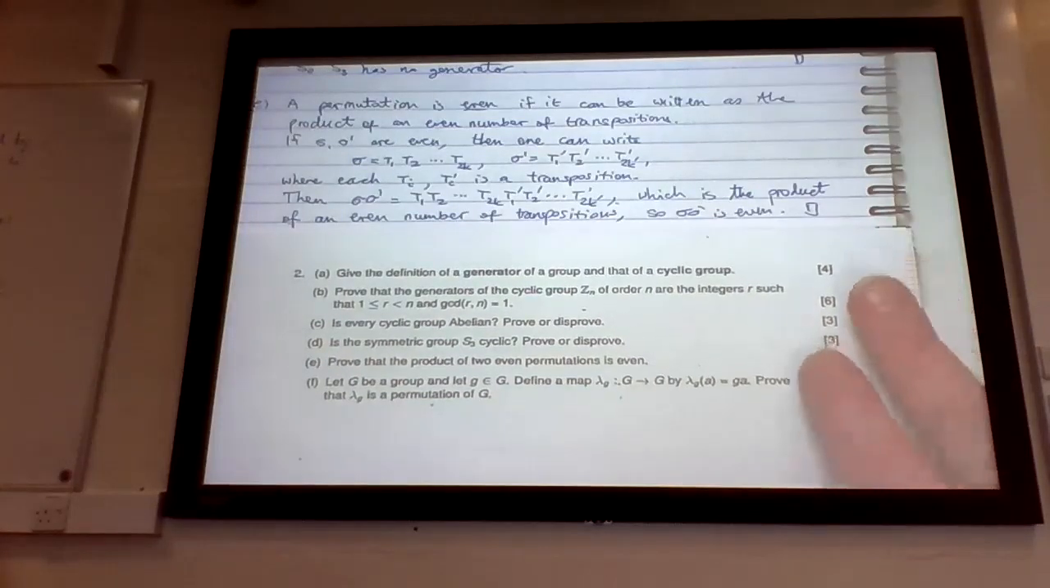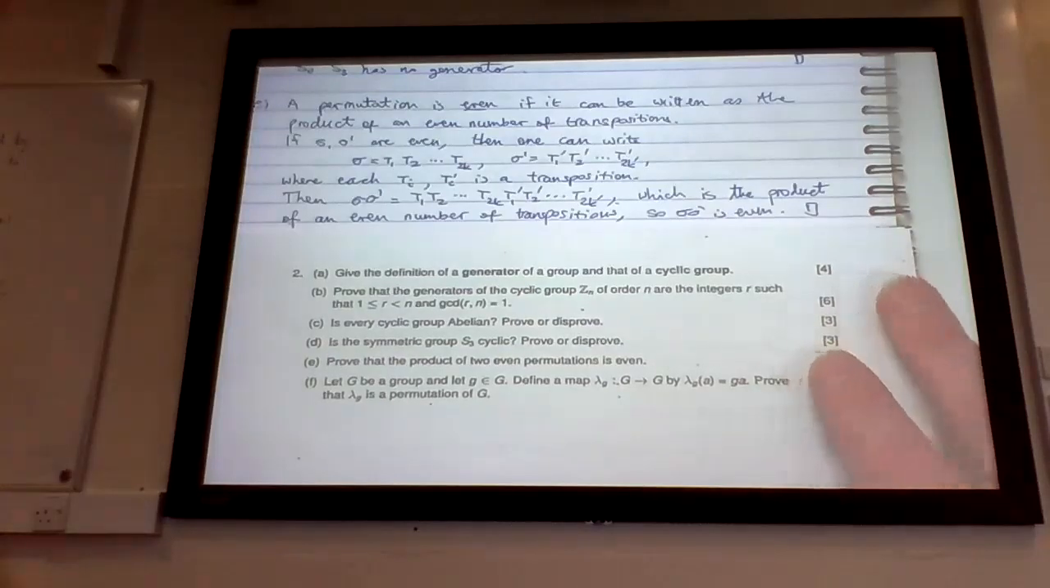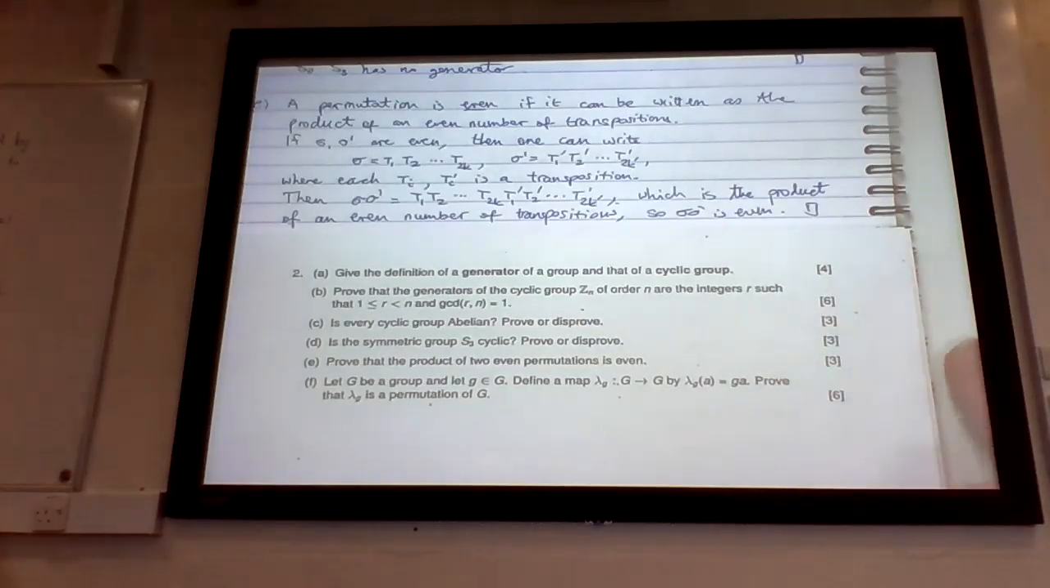Why don't you was? 3 marks. Oh yeah, 3 marks. Is there anything deficient? I don't know. I don't think so. Sigma's going to look like Sigma's. Yeah.